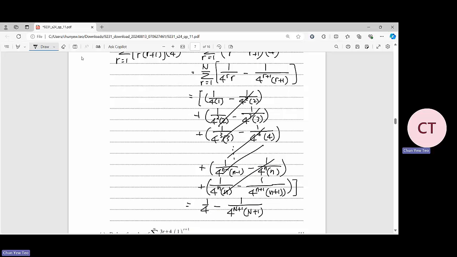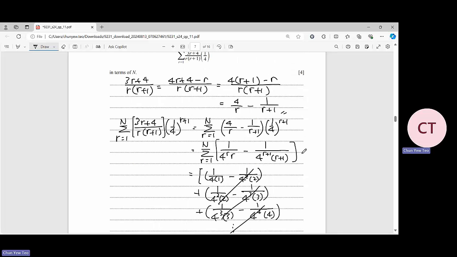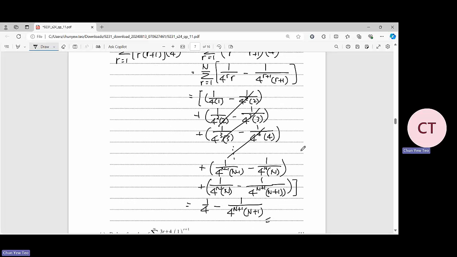Oh, I still make the same mistake. I still write the n in lowercase. The N is supposed to be uppercase, so I need to change the n to uppercase N. So this is the N, this is the N, uppercase N. Okay, so this is the answer for part B in terms of N.